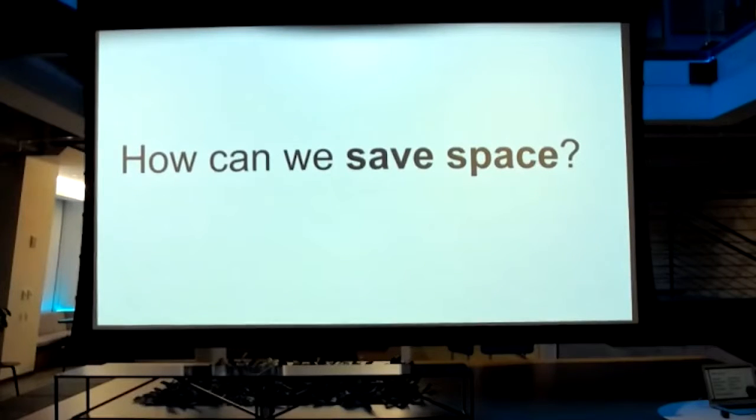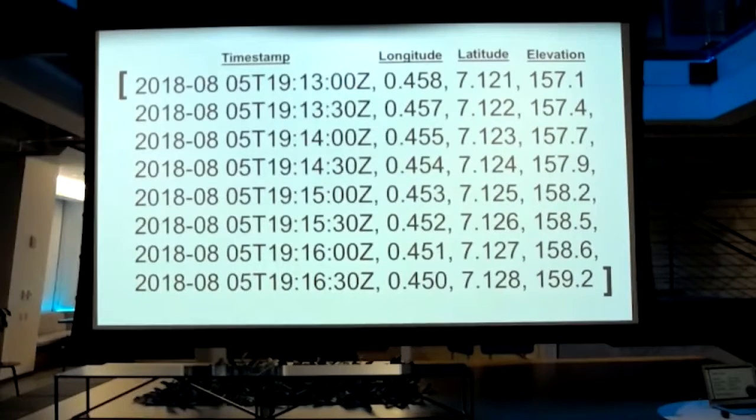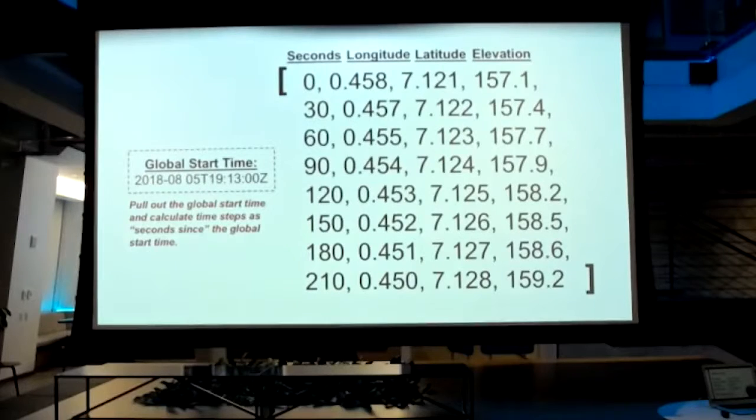How can we save space even further? One way to do that, and what CZML dictates that you do, is by plucking out the global start time. You can then refer back to that and use time steps, 0 seconds, 30 seconds, 60 seconds, rather than timestamps that have all of that redundant information. So just by doing that one thing, you have all the same information, but you've saved almost half of the space, which is pretty cool, I think.